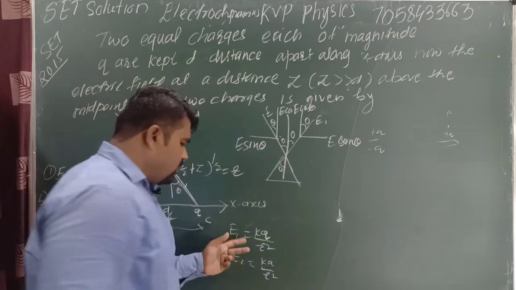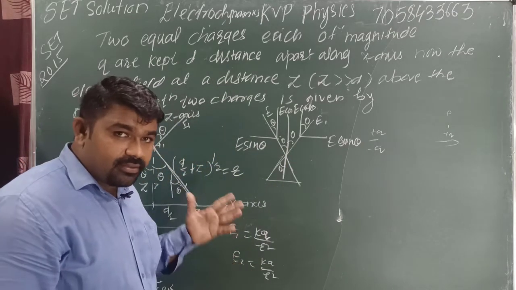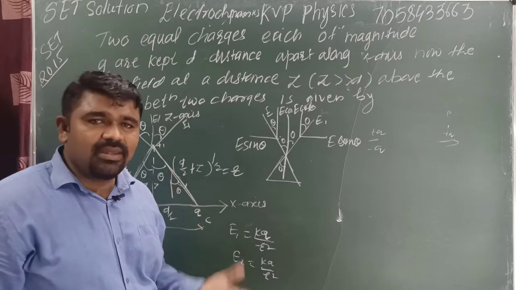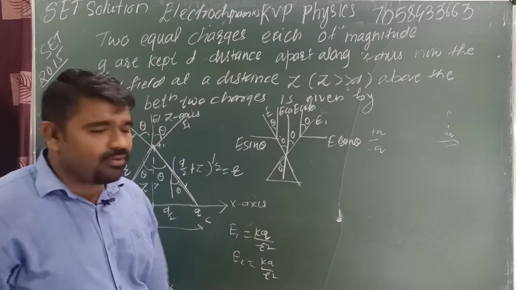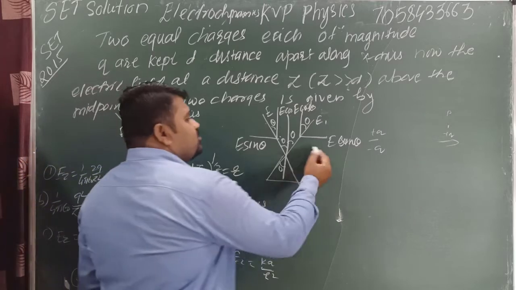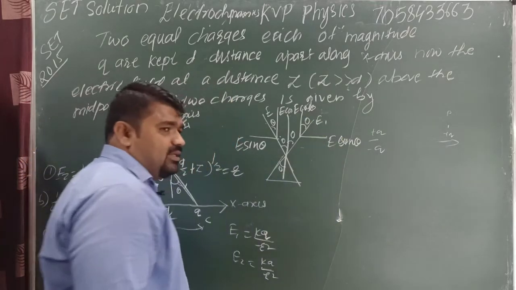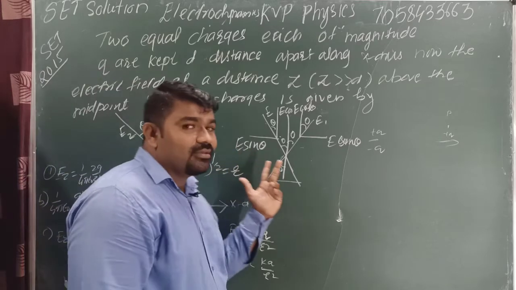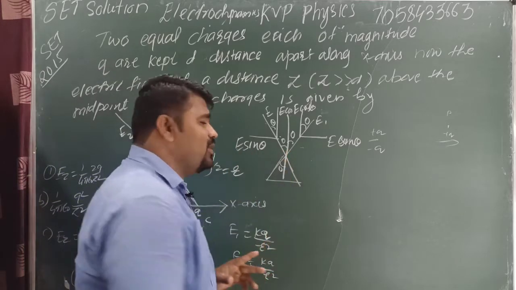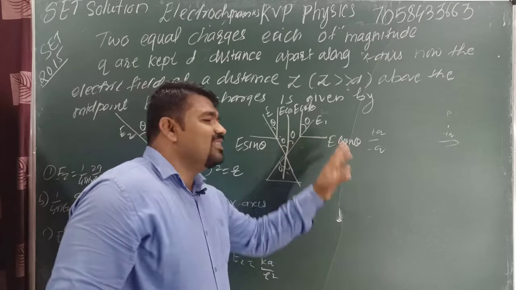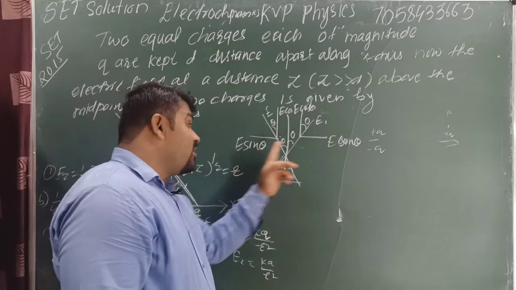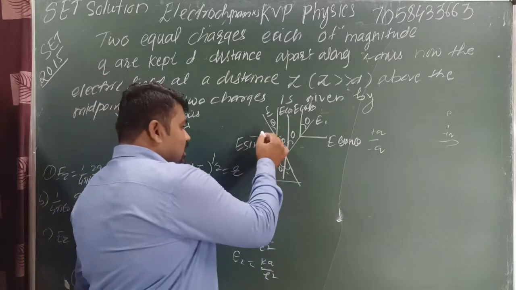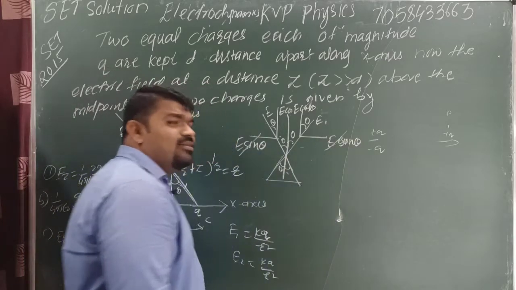See here, both E1 and E2 have the same magnitude. Why? Because the charge magnitude is the same and the distance is also the same. Both quantities are the same. We know that the electric field depends upon only two quantities. Got it? Both are the same, hence we can take E only. E1, E2 is replaced by E. Now here, both thetas are the same, which means the sin thetas are the same, but their direction is opposite. They cancel each other. This component gets cancelled.